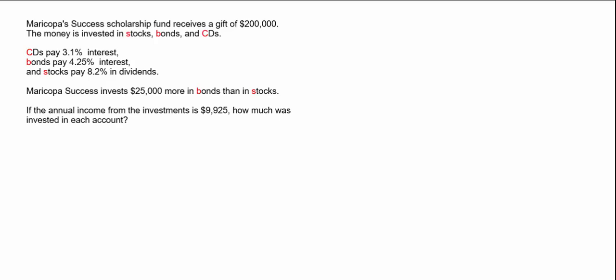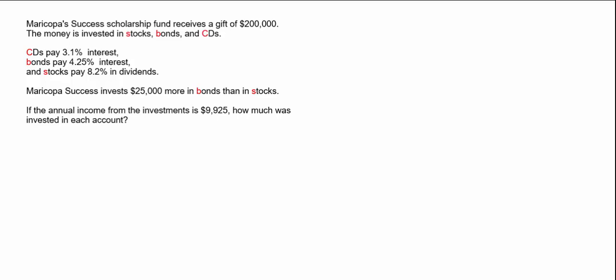If the annual income from the investment is $9,925, the question is, how much was invested in each account? Now, it doesn't say it, but each of these percentages up here are assumed to be the percent growth annually. So the first thing to identify is that there's 3 different variables in this problem. Since the question is, how much was invested in each account, and there's 3 accounts, we need 3 variables.